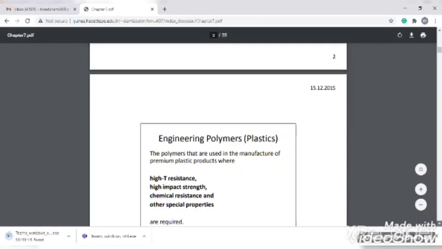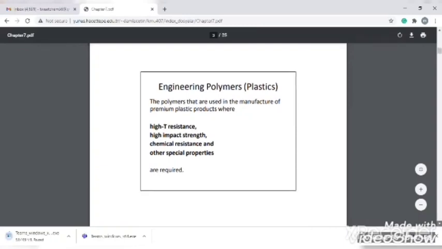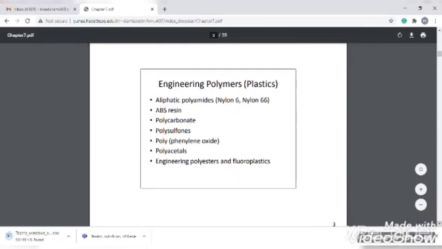And now, engineering polymers. These are the polymers used in the manufacture of premium plastic products where high temperature resistance, high impact strength, chemical resistance, and other special properties are the requirements. Now, what are engineering polymers? Engineering polymers are basically aliphatic polyamides, nylon 6, nylon 66, ABS resins, polycarbonates, polysulfones, polyphenylene oxides, polyacetals, engineering polyesters, and fluoroplastics.